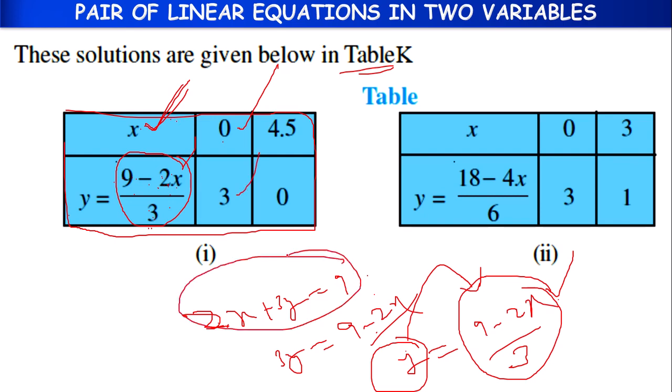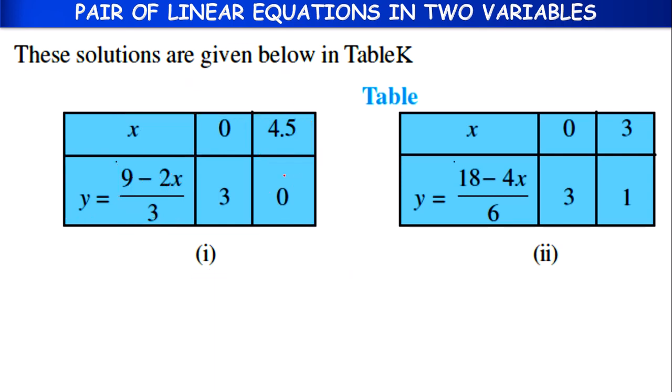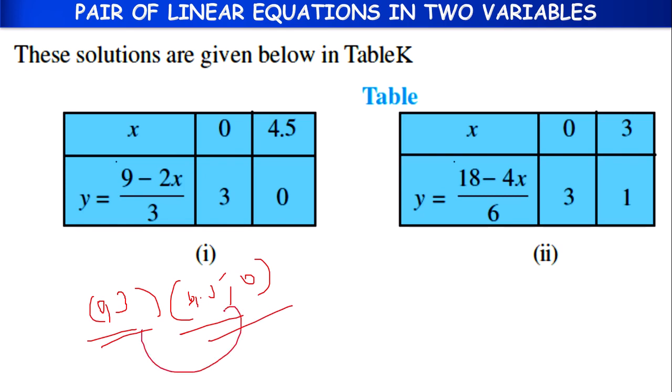According to this equation, when x is 0, the y value is 3. Or, when x is 4.5, 9 minus 2 into 4.5, 9 minus 9, 0. The y value will become 0, because 0 by 3 is 0. So we have got some points: one is (0, 3), another one is (4.5, 0). These two are the points satisfying the first equation, 2x plus 3y equals 9.